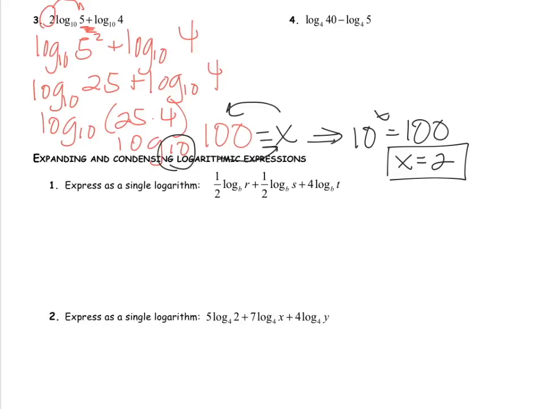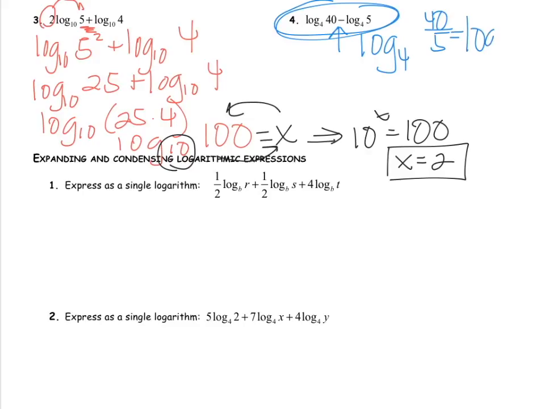And we can use our properties up here as well. If you have subtraction, that means division. So that's the same as log base 4 of 40 over 5. So that's log base 4 of 8. When we do our little around the world, we have 4 to the x equals 8.